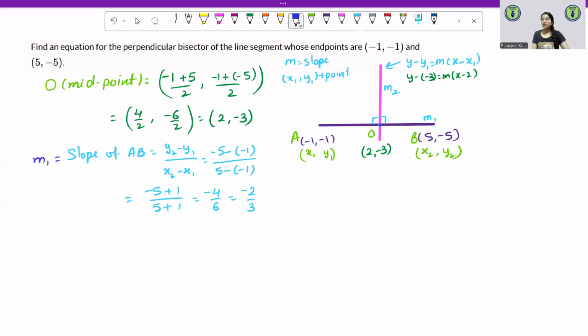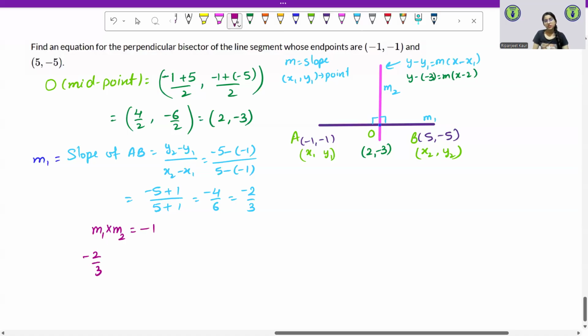Okay. So how do I find out m2? Is there any relationship between m1 and m2? Both of their slopes have a product equal to -1. Yes. So m1 is -2/3, m2 we don't know, and the product equals -1. How can we find out m2 here? Multiply -2 over 3 times 3. Okay, great. So m2 times 3 equals -1 times 3.